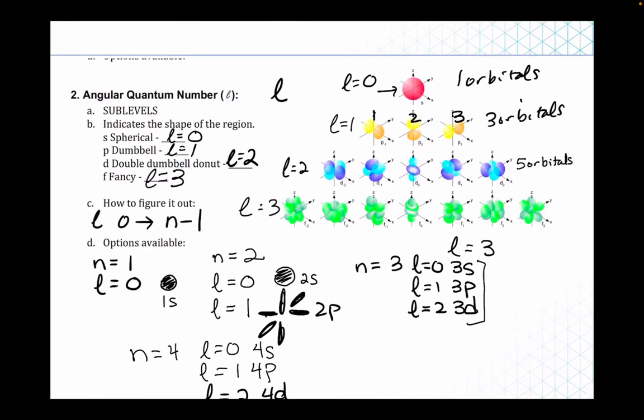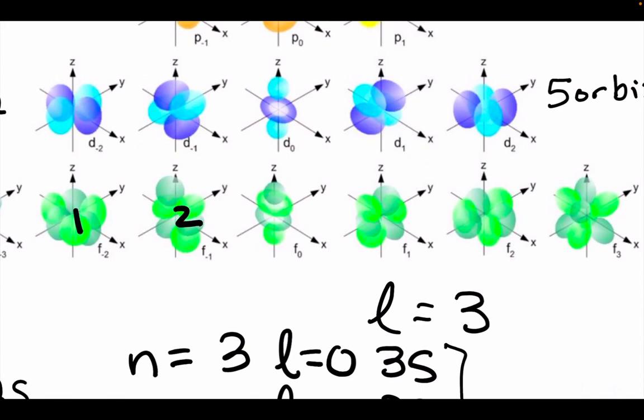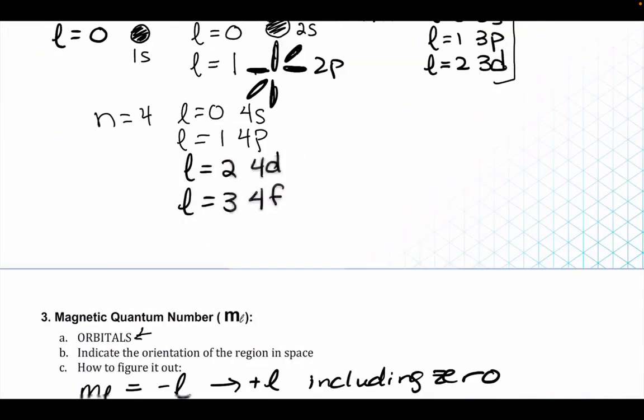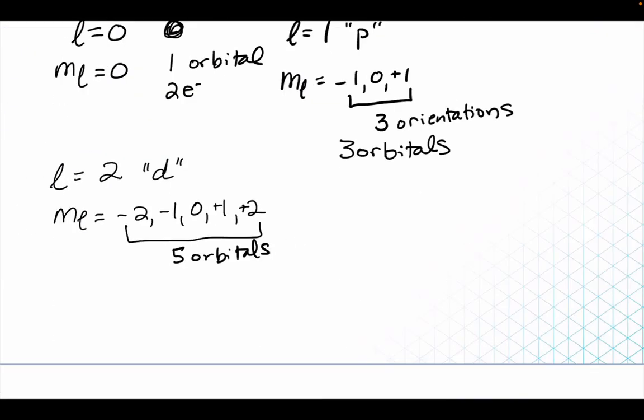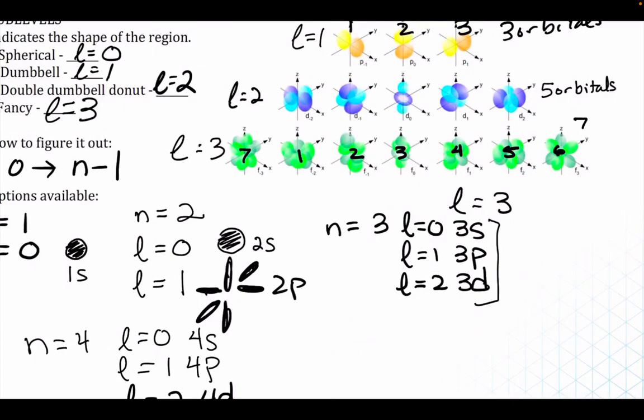So then the next one, we should get 7, because then you see there's 1, 2, 3, 4, 5, 6, oops, 7. I counted on the wrong side. So we should get 7 when we solve for m sub L. When L equals 3, we're talking about the F. We're going to have -3, -2, -1, 0, 1, 2, 3, 7 orbitals. So the F shape can hold up to 14 electrons.